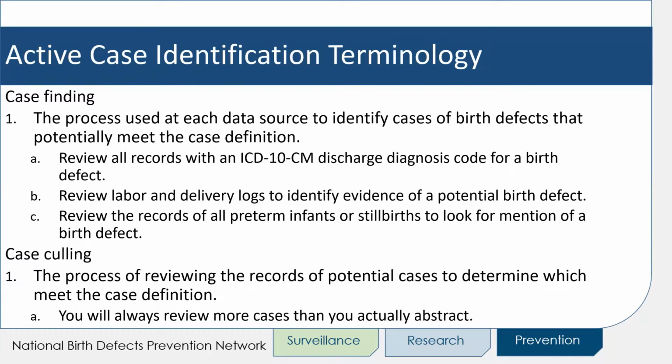reviewing all records with an ICD-10-CM discharge diagnosis code for a birth defect, reviewing all labor and delivery logs to identify evidence of a potential birth defect. For example, reviewing labor and delivery logs could help find cases where a baby dies there and an ICD code might not be generated.